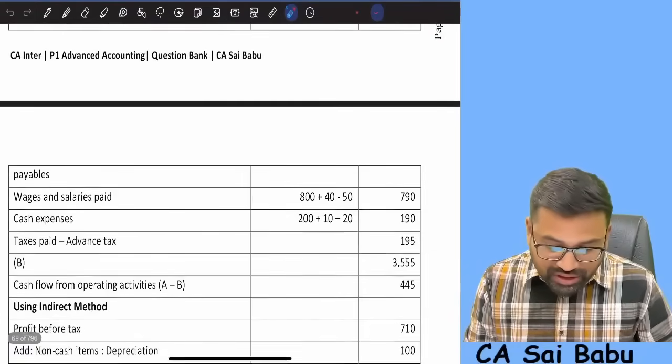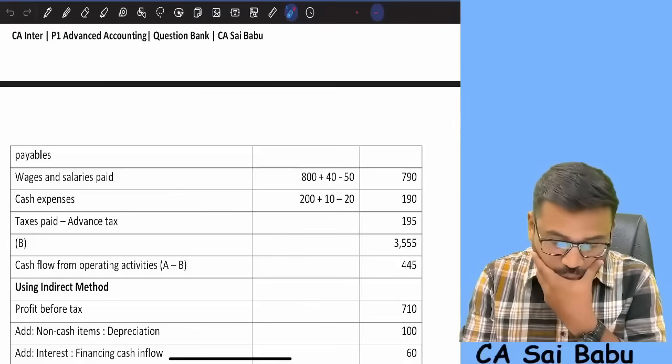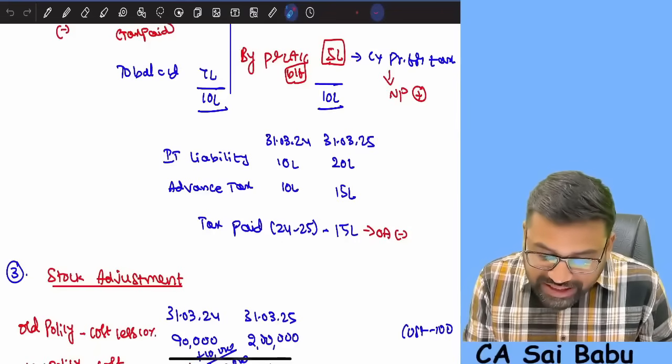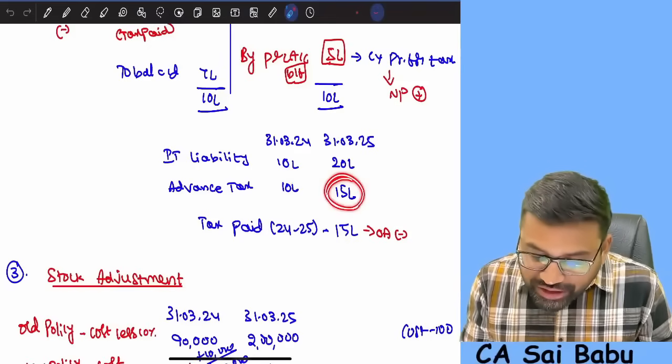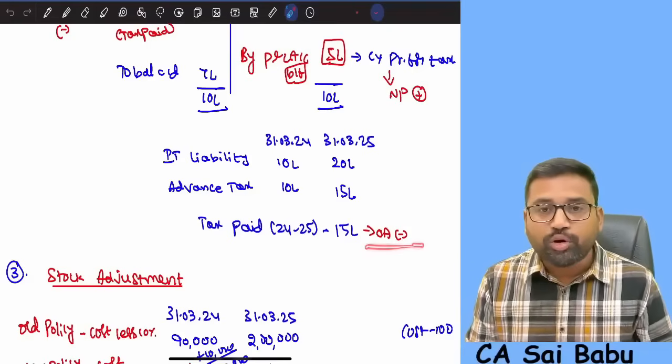Now in this case, you see they have considered tax paid 195. So whatever the opening advance tax is, it is adjusted against the opening provision for tax. And whatever advance tax was paid during the year, the 15 lakhs, is nothing but tax paid during the year, which we consider in operating activities.